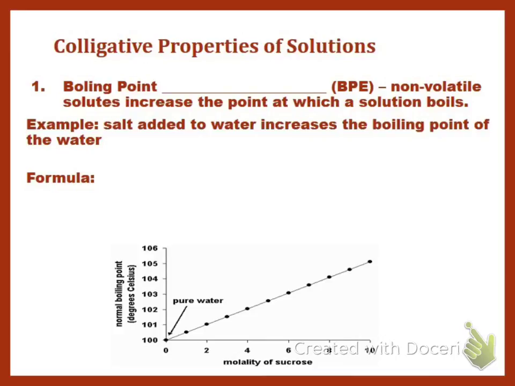So the first one, now we're going back to number 1, is boiling point elevation, meaning it raises the boiling point. So if I add that non-volatile solute, it raises the boiling point. Okay? So an example is adding salt to water. How many of you, when you cook spaghetti, add salt to the water? How much do you add? Just a little sprinkle? You're wasting your time.